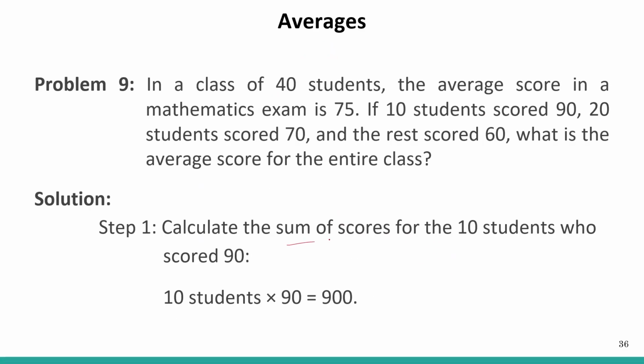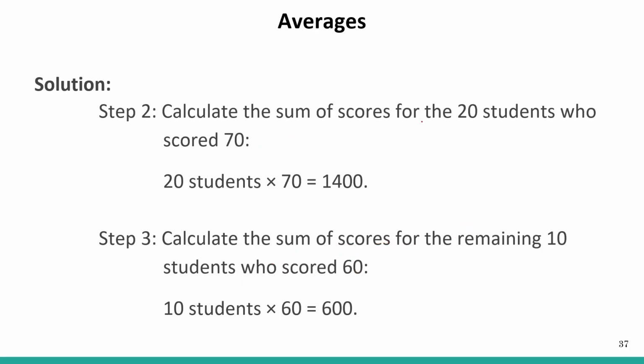So as you can see, what we did first was sum all the scores of 10 students scoring 90, that is equal to 900. Then we summed up the 20 students whose score was 70, and we got 1400. And then we calculated the sum of scores of the remaining 10. How? There are 40 students in the class, so 40 minus 20 minus 10 is equal to 10 left, right? So 10 students who scored 60 is equal to 600.